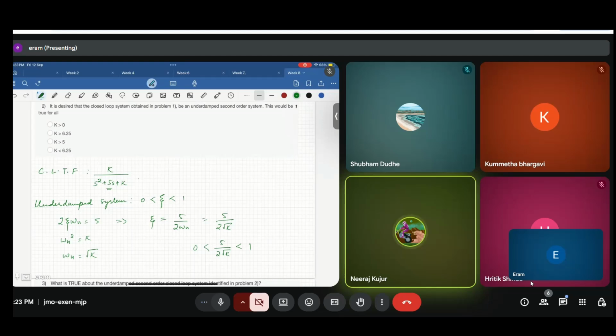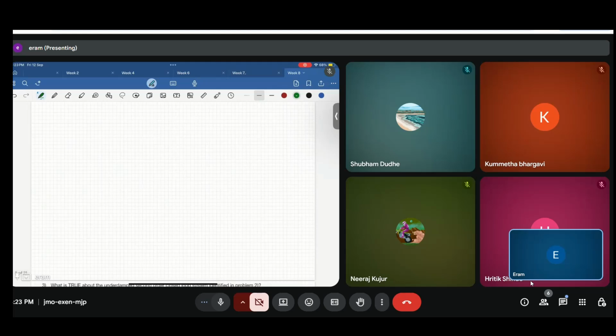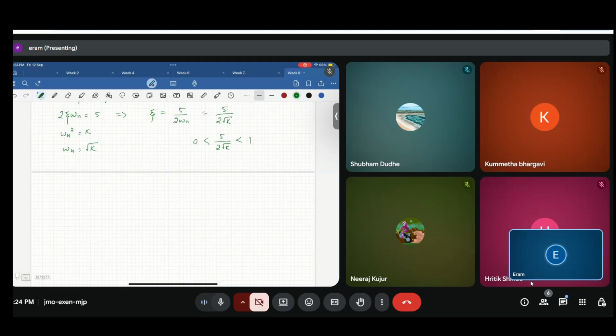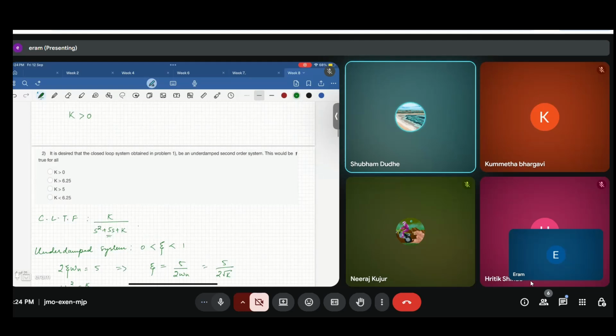Greater than 6.25. Okay, let's see. So 5 by 2 should be less than root k, or k should be greater than 25 by 4, which is equal to 6.25. Okay, so k should be greater than 6.25.